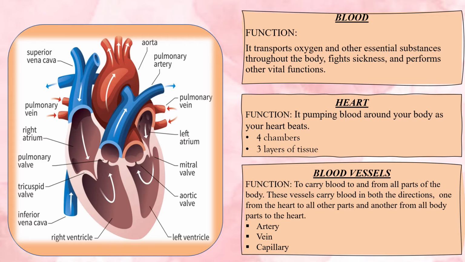Okay, so first of all, I would like to talk about the blood. Its function is to transport oxygen and other essential substances throughout the body, fight sickness, and perform other vital functions. Basically, our blood consists of two components: blood plasma, which is 55% of our blood, and the rest, 45%, is the formed elements. The formed elements consist of the platelets, red blood cells, and also the white blood cells.